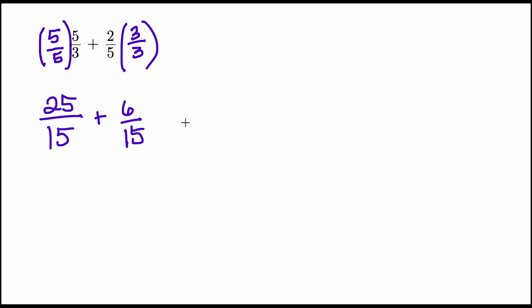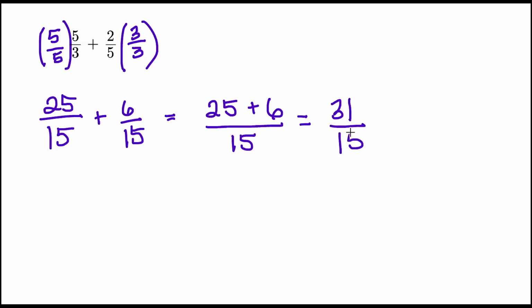So now we have a common denominator. 25 plus 6 over 15, which is equal to 31 over 15. And since 31 is a prime number, this cannot be simplified any further.